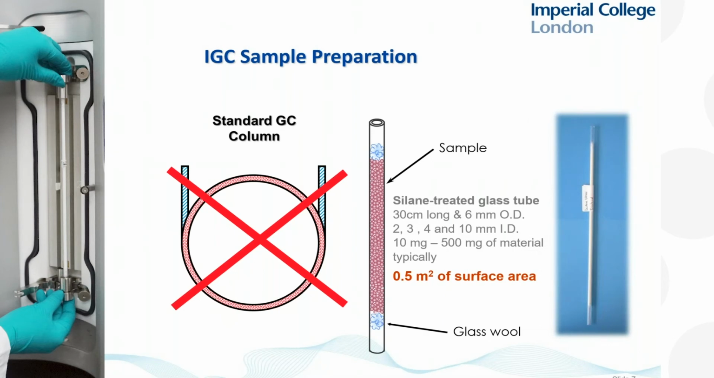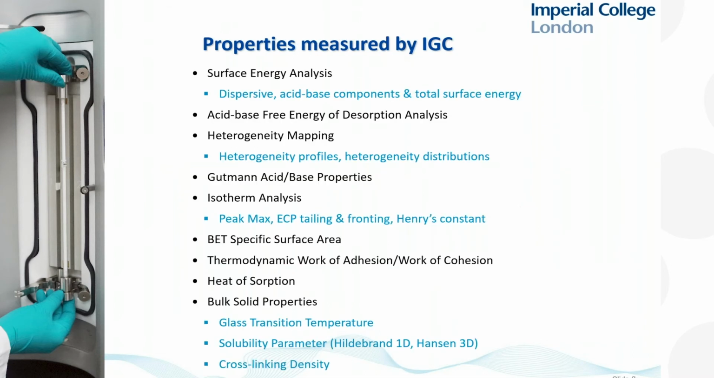Typically these columns are glass columns. They're typically 2, 3, or 4 millimeters in ID, and between 10 and 500 milligrams of material can be packed. And typically we'll have about half a meter squared of surface area in the column. It's a straight column. It's not a capillary column like in a normal analytical GC. It's a straight column, so it's actually quite easy to pack. And typically we can pack a column in under 5 minutes. And the packing of the column is very reproducible, and it is of no significance at all how well you do or don't pack the columns. They're very easy to reliably pack.